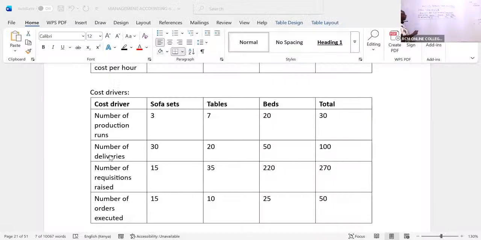Now I can go to the others without much thought, now that you have the structure. The second one is number of deliveries. So deliveries so far: 30, 20, 50, giving us 100. And then we have number of requisitions: 15, 35, 220, giving us 270.